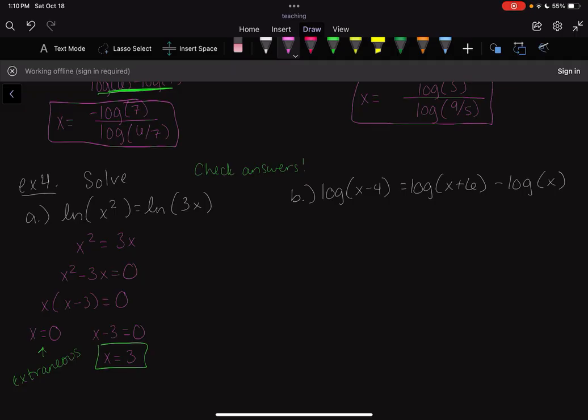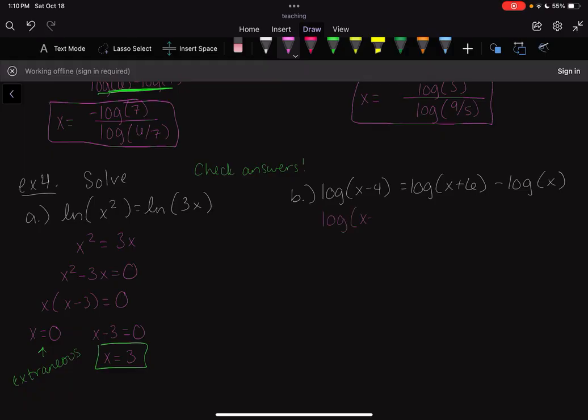Now for this one, I see that everything is written in log, which is great. That means I'll probably be able to use that property where I have log equals log of stuff. But I need it to just be 1 log equals 1 log. So on my right side, I'm going to need to combine those logs together so that I only have 1 log on each side.